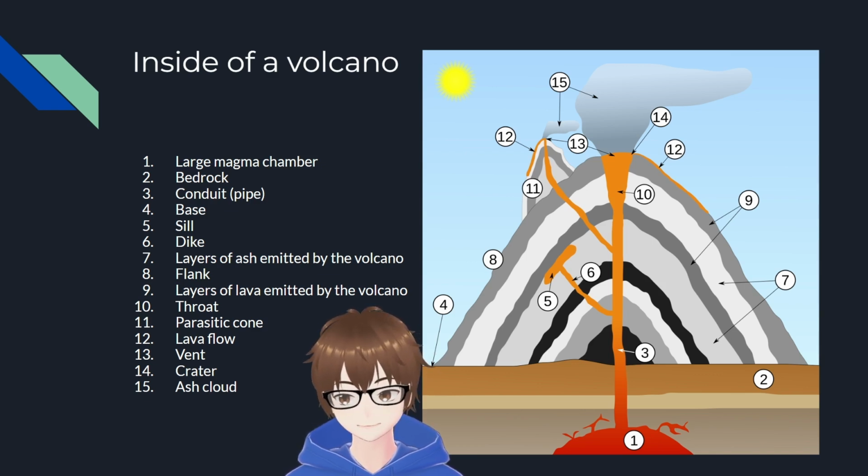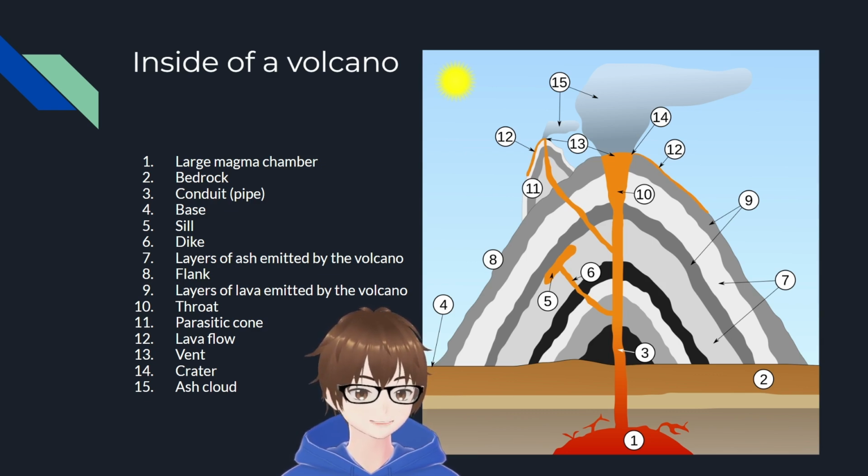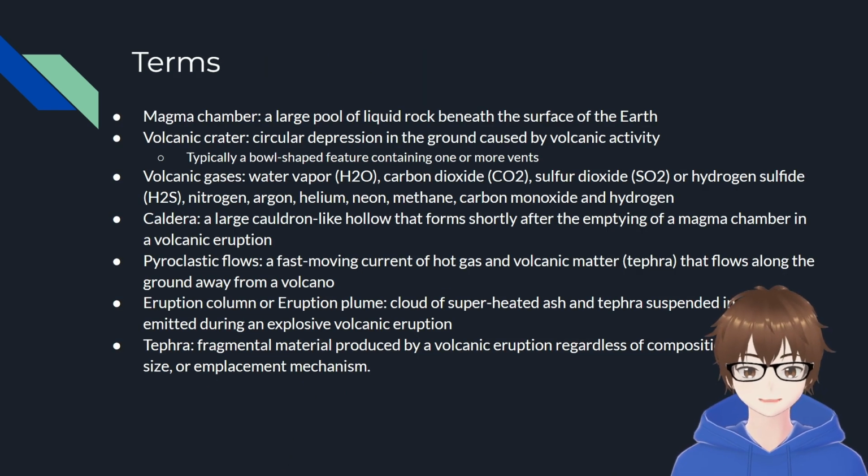Let's see where else. The throat is the very top where the conduit expands, is the best way to put it, as you can see up there. The parasitic cone, lava flow, vent, crater, ash clouds. Yeah, you can see where they're all at there. And there's certain ones that I'm not super knowledgeable on, but these are where they would be on a volcano.